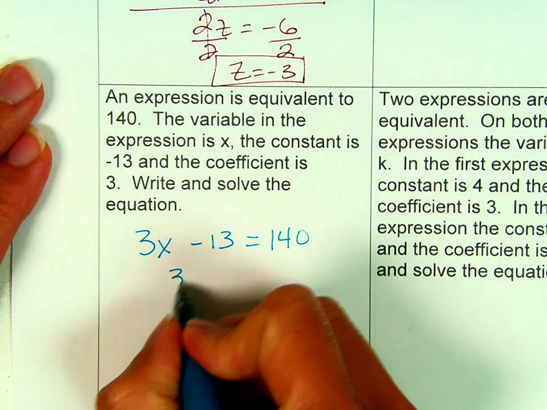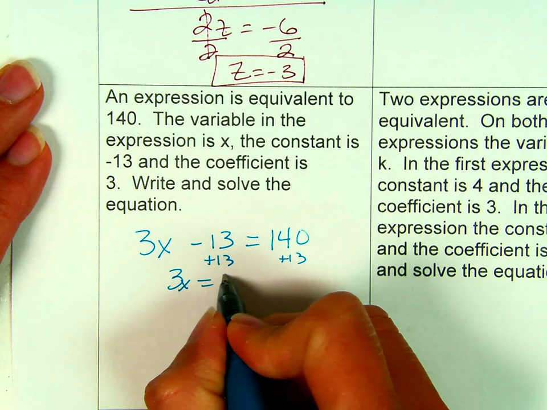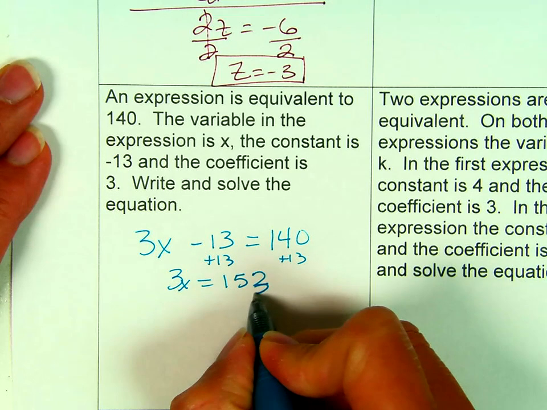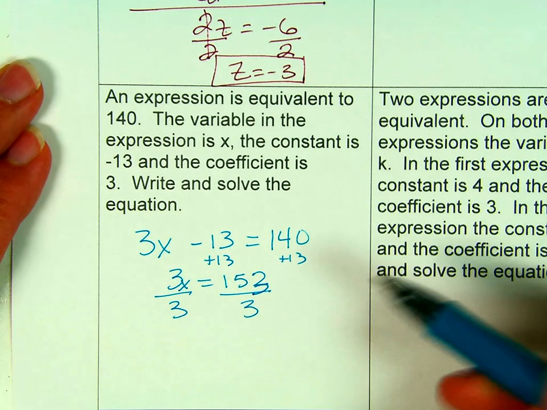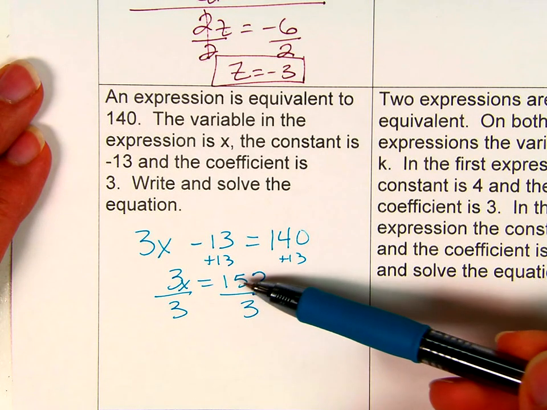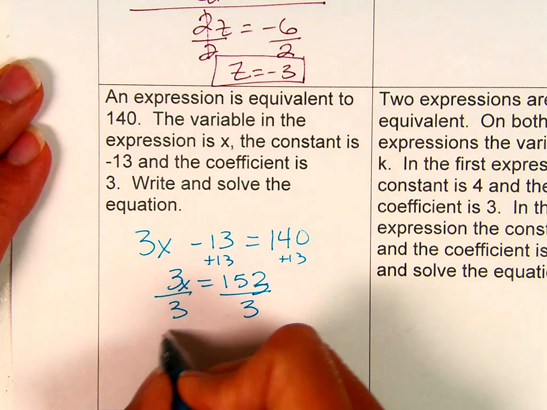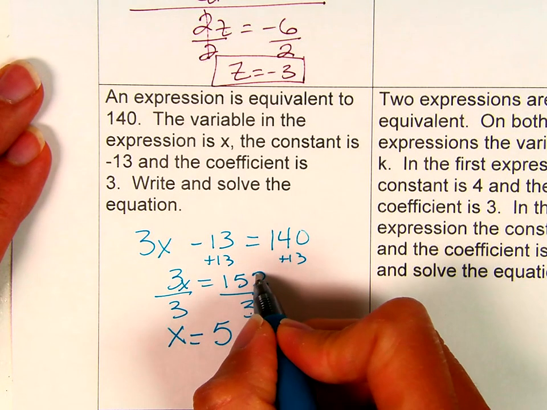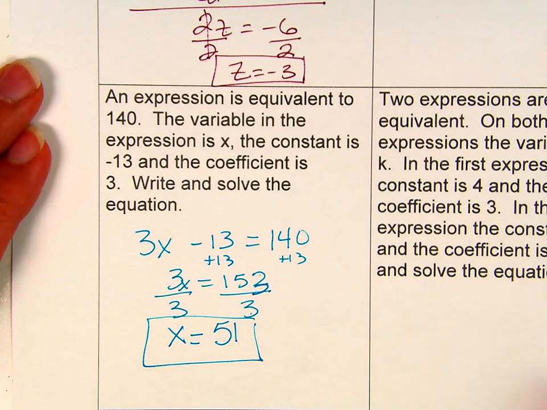Okay, so 3x, I'm going to add 13 to both sides, equals 153. Does 3 go in? Do you wonder if 3 goes into 153? Well, if you add up the digits, this is the rule for 3 and 9: 1 plus 5 is 6, plus 3 is 9. So yes, 3 goes into there evenly. So x equals 3 goes into 15 5 times with no leftovers, and 3 goes into 3 1 time. So my correct answer is x equals 51.